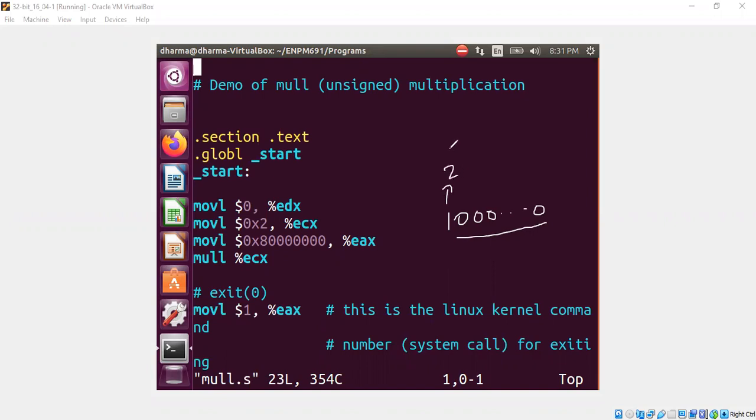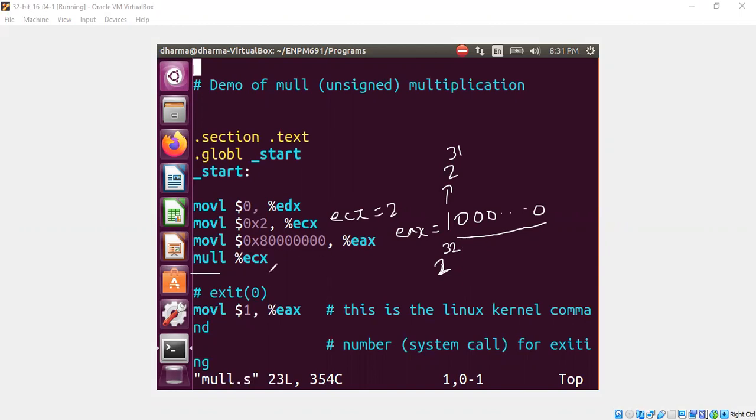Okay, so we have 2 power 31, and the goal is to now multiply using the mull instruction. What are we going to multiply? EAX is 2 power 31, and we are going to multiply this by 2, since ECX is 2. What is the product? You will get 2 power 32. 2 power 32 would require 33 bits. We can't represent that in a 32-bit representation. We need 33 bits. However, the mull instruction is pretty smart.